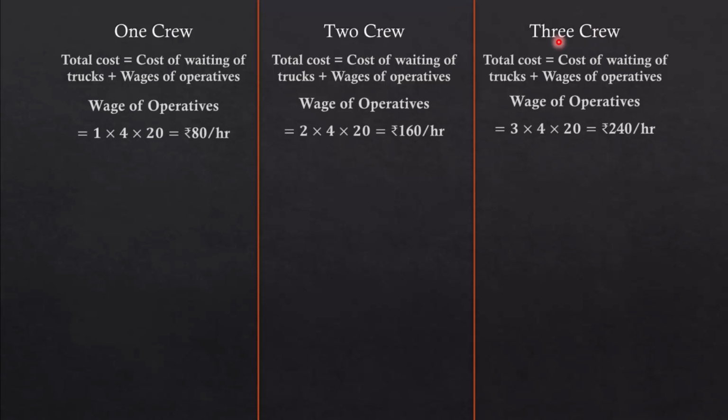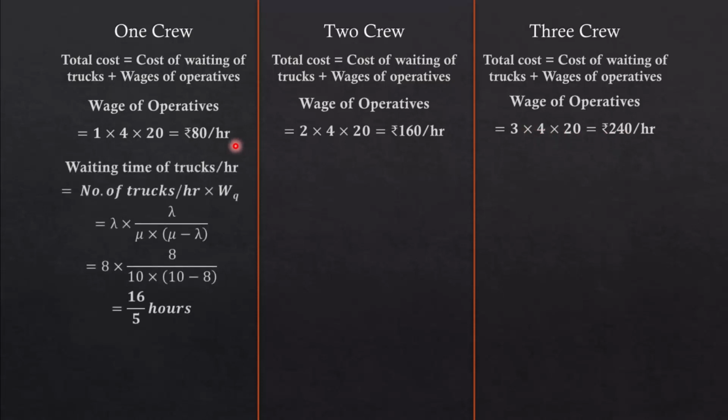Similarly, when we have 3 crews, the number of crews is 3, and there are 4 operatives in each, and each operative is paid rupees 20 per hour. So the total wage of operatives is rupees 240 per hour.